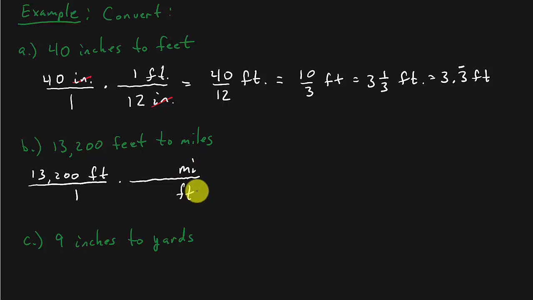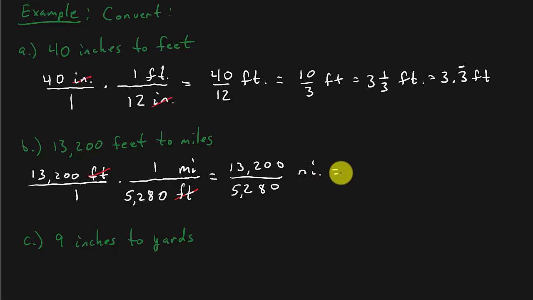Now, what do I know about miles and feet? Well, I know in 1 mile, there's 5,280 feet. And so this is going to give me what? Well, feet cancel. And so I'm left with 13,200 over 5,280 miles.